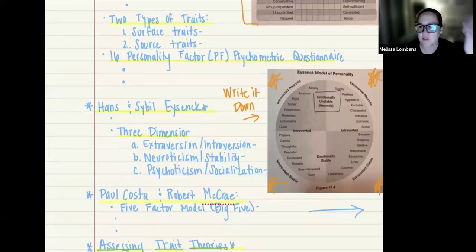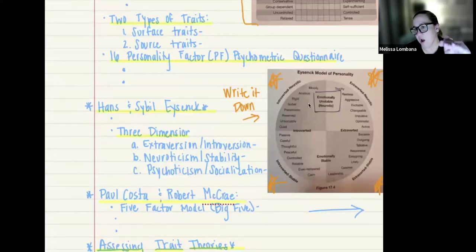Then you have psychoticism and socialization, and this is the degree of aggression and non-conformity. What they're basically saying is that these traits cluster into these different things. So if you're extroverted but more neurotic, these are typically the traits you're going to have. If you're extroverted but more stable, these are typically the traits you're going to have, and so forth.